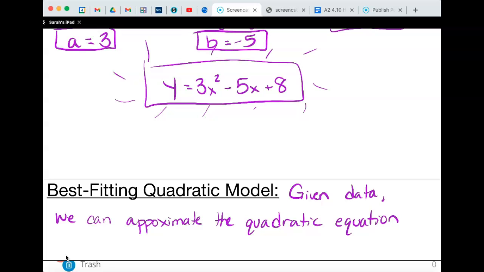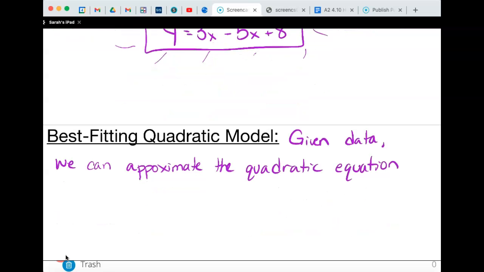So instead of giving 3 points that I know is part of the quadratic equation or the vertex or intercepts, we can be given data of 6 points, and we want to just best fit the 6 points with my quadratic model. So most of the times we're going to write it in general form just because that's easiest.